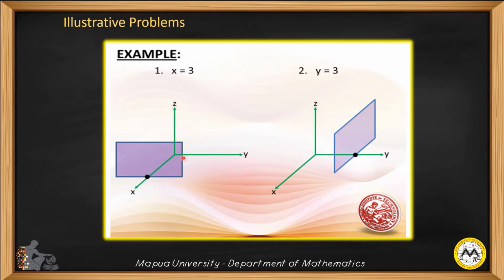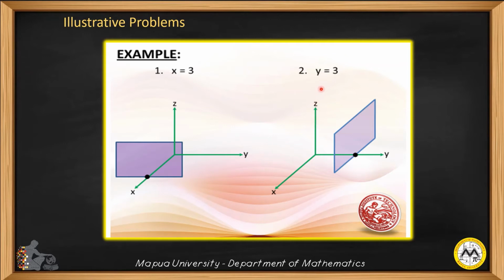So here is the yz coordinate plane. To draw the plane given by the equation x = 3, what we do is we locate x = 3. So that will be counting 3 units in the positive x direction, and passing through the point (3, 0, 0), we draw a plane that is parallel to the yz plane. So here is the plane of x = 3.